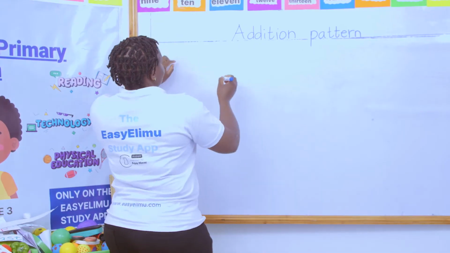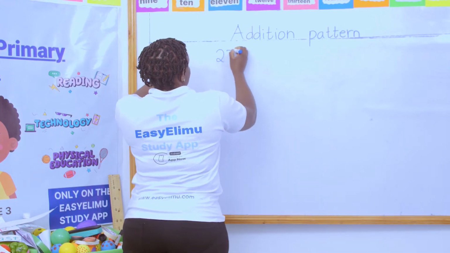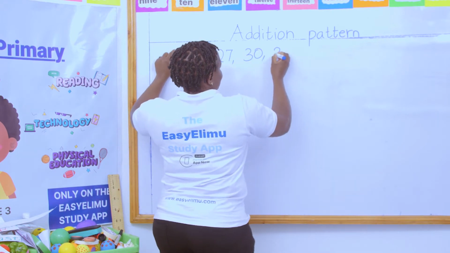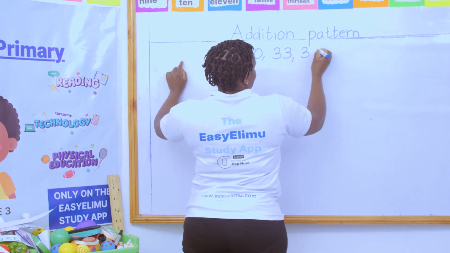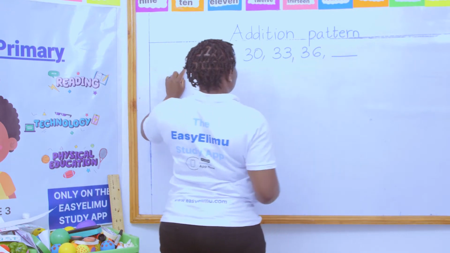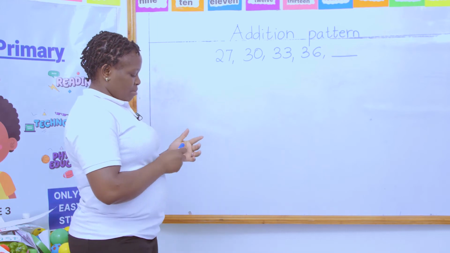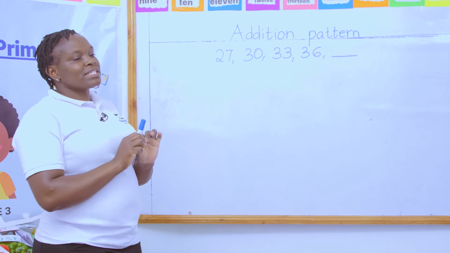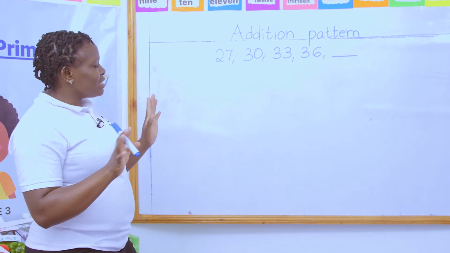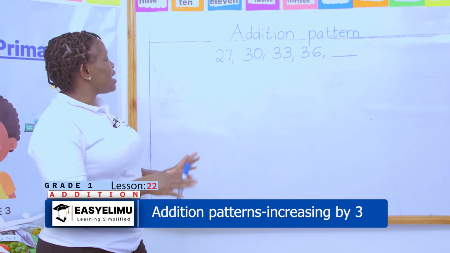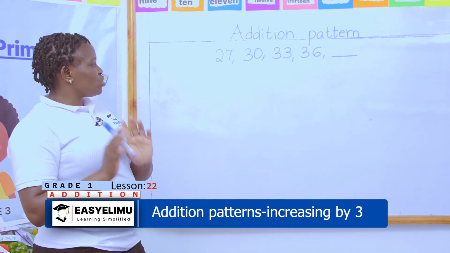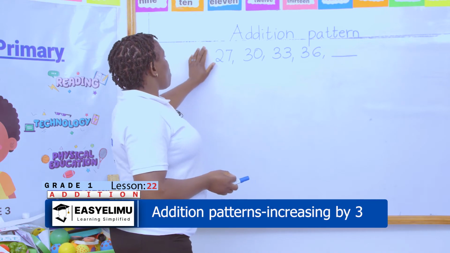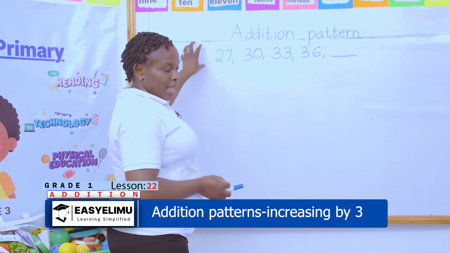Let's start. We can do 27, 30, 33, 36, then find out the missing numbers. What did we say? Rule number one in a pattern? A pattern is something that is repeated, and it must be the same. If I'm adding 2 to each number, I will add 2, 2, 2, 2, 2. So if I'm given a question like this, let me find out what my pattern looks like.